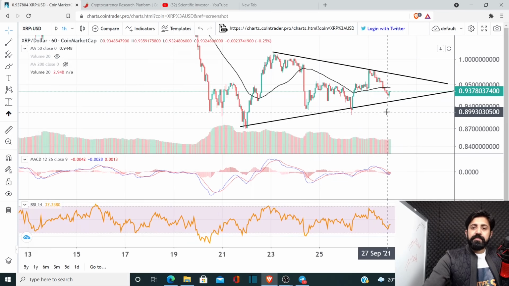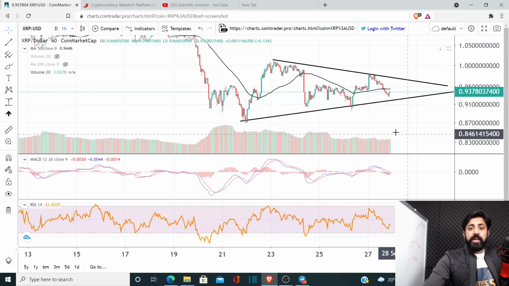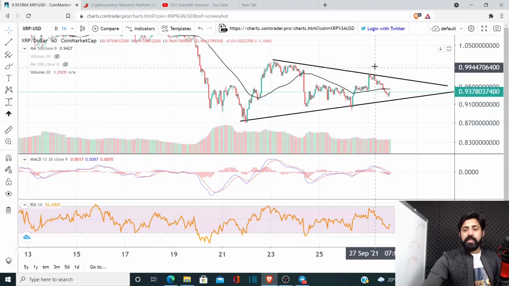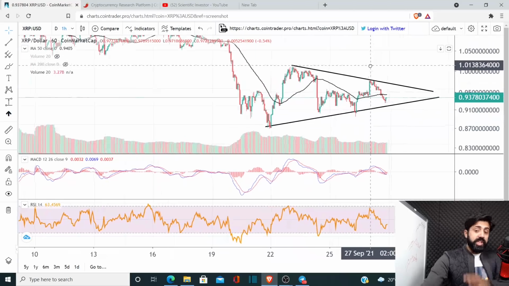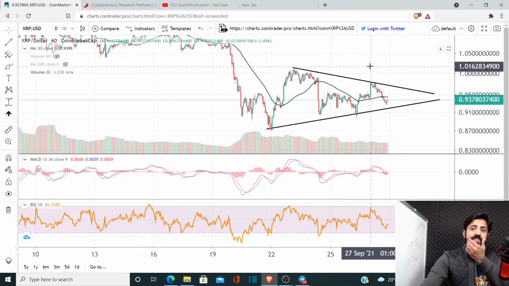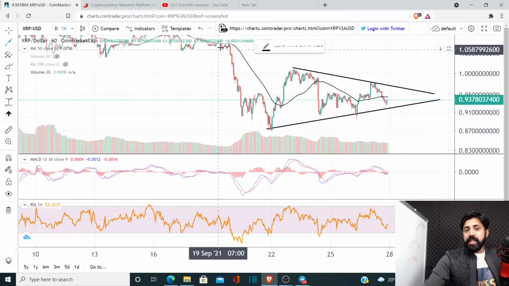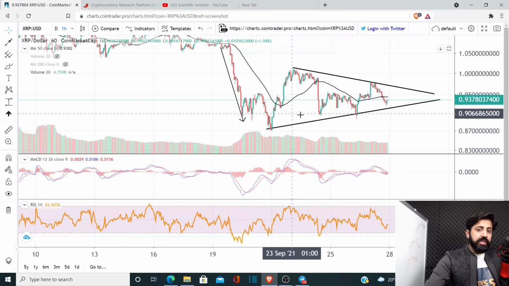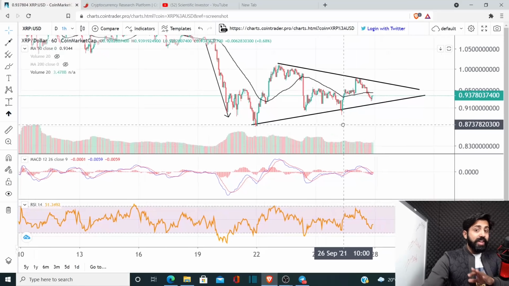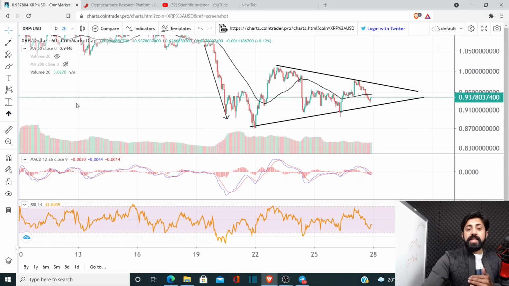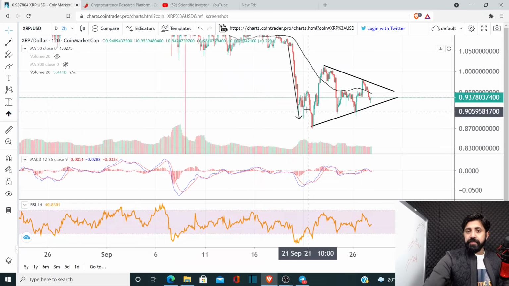In this one, this is a symmetrical triangle. You're getting higher lows each time and then lower highs. So that's a symmetrical triangle, which we can see right now. Usually symmetrical triangles break to the direction of the impulse, and here for us the direction of impulse is to the downside.